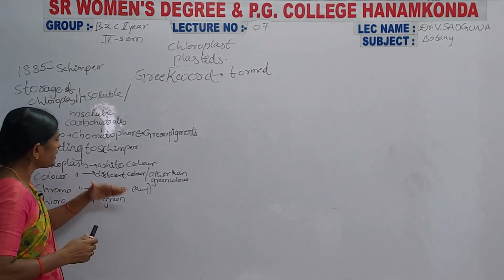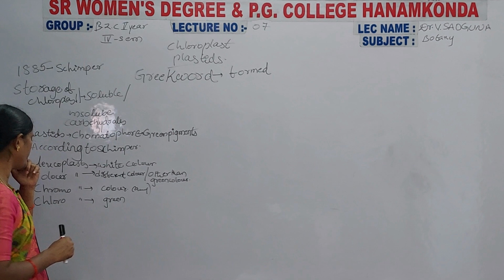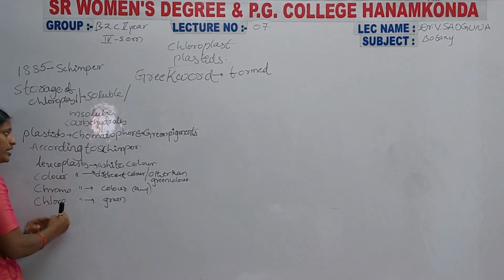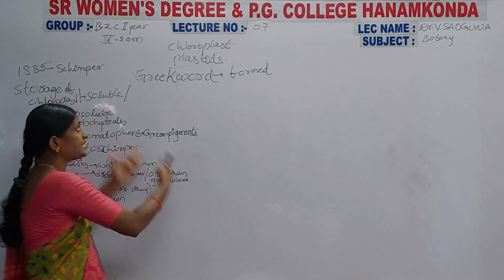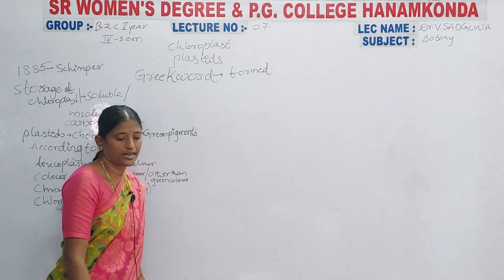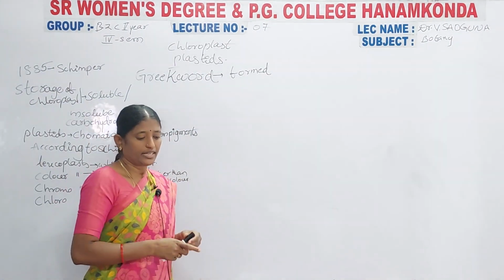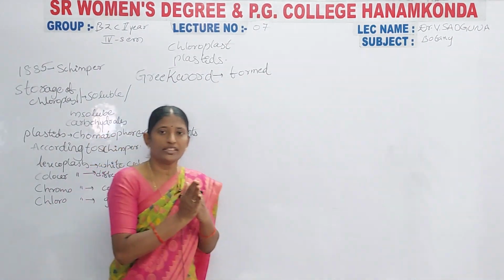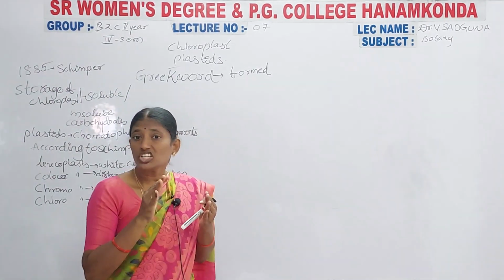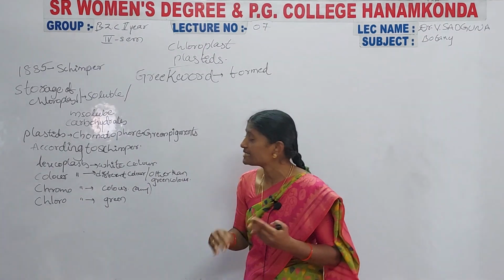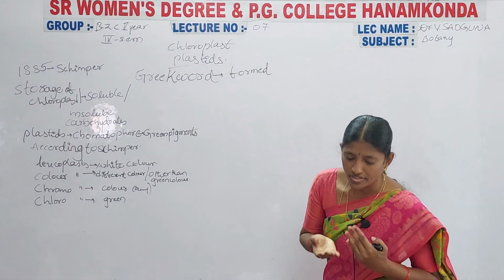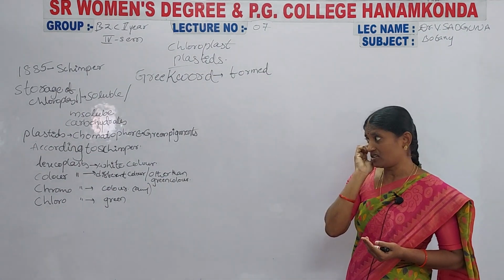According to the scheme, plastids are divided into different types by color, and among these, the colors present in the cell organelle differ. Different organelles synthesize different kinds of food material, and they store different types of pigments too.